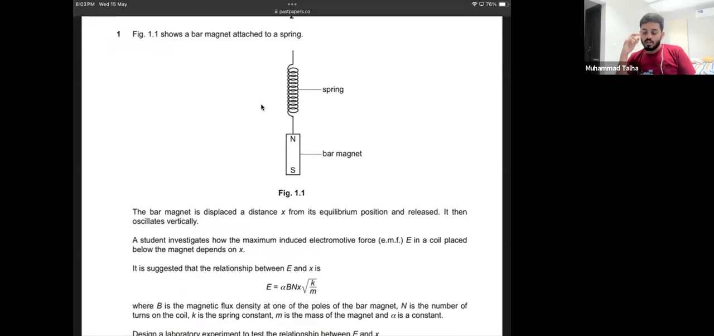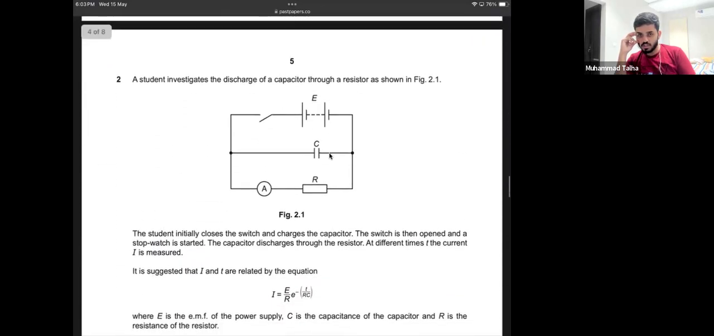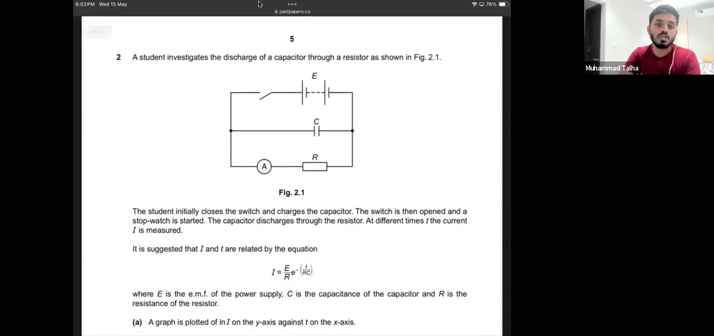All right, let's wait. I guess people are still joining. Let's wait till 6:05, then we'll start. People are still joining.